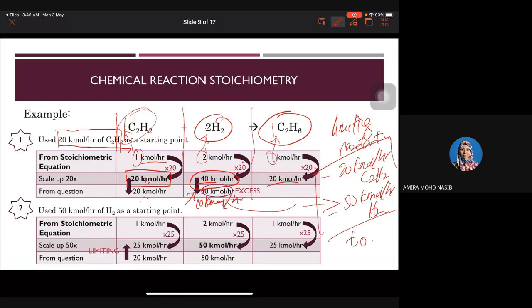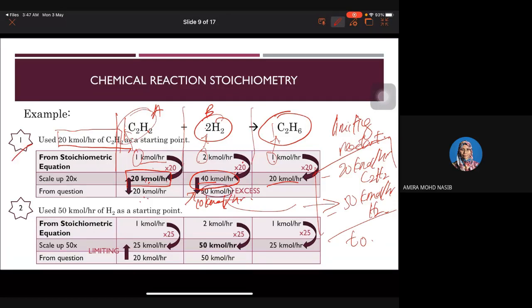Okay, this one is when you have two reactants only, because you have this one and this one, these two reactants only, and this is your product. But if you have three reactants, then you need to ensure for each one is your limiting reactant.